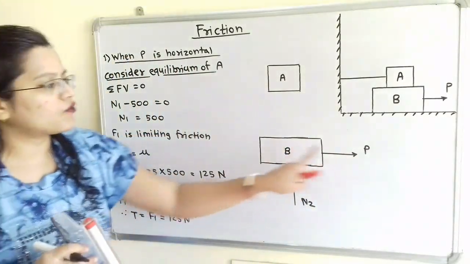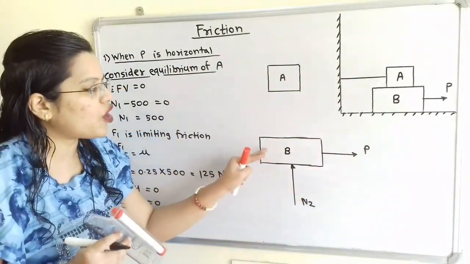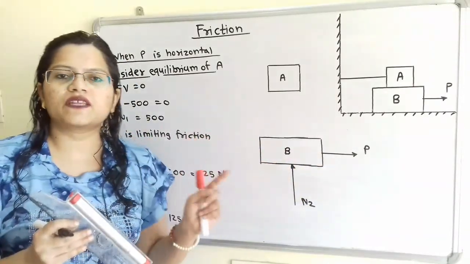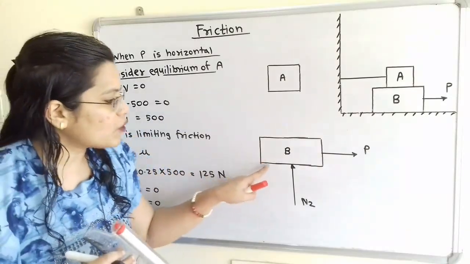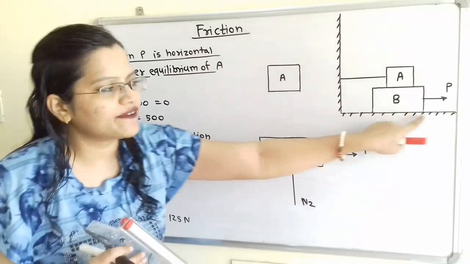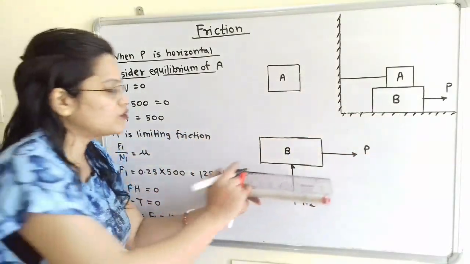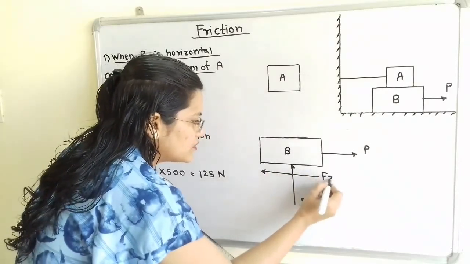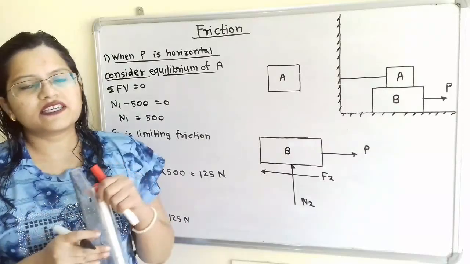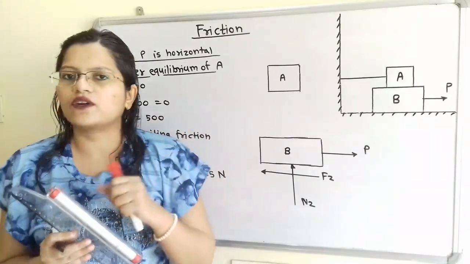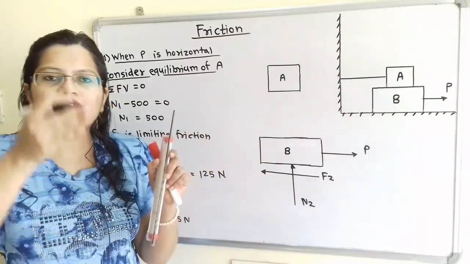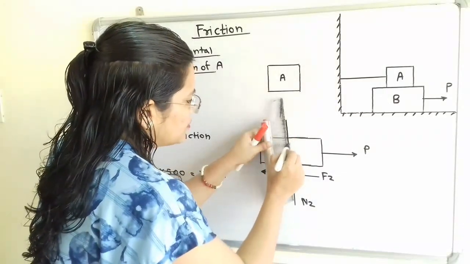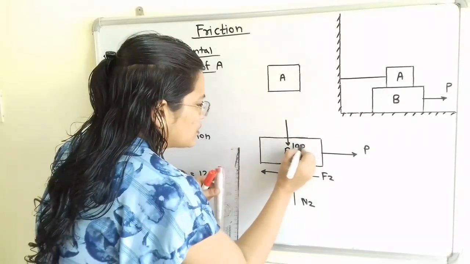Now we have to find out the value of P in such a way that this block B will move in the direction of the applied force. Now when it starts moving, then the frictional force develops. So this lower surface of the block B is in contact with the fixed surface. So frictional force we have to show in opposite direction to the motion of the block B. So here we will use suffix 2, that is F2. Now there is the weight of the block B. So this weight is equal to 1000 Newton. So we know that the weight always acts in vertically downward direction passing through the center. So here 1000 Newton.